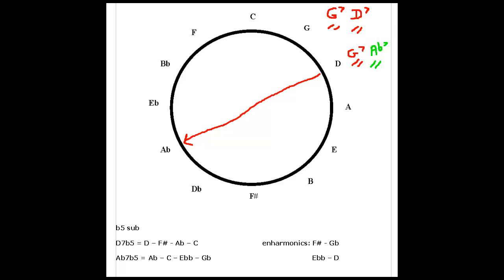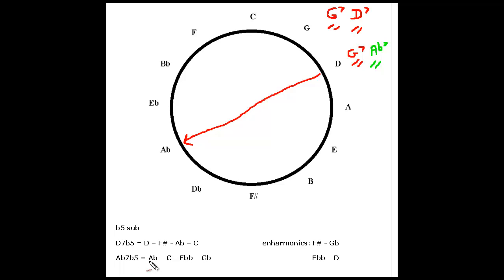Now, I covered the concept of tritone substitution in great detail on other videos, but I've made a couple of notes here on the bottom of this page so you can see how this works. Here we have the notes in a D7 flat 5 chord, D, F sharp, A flat and C. And I'm comparing that with the notes in an A flat 7 flat 5 chord.